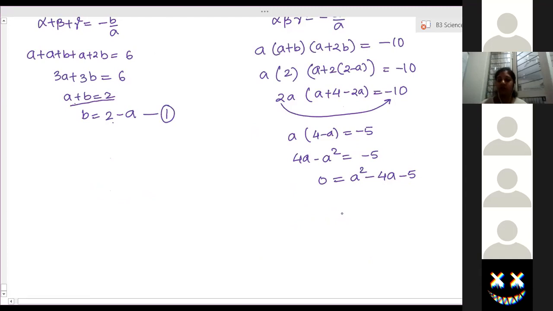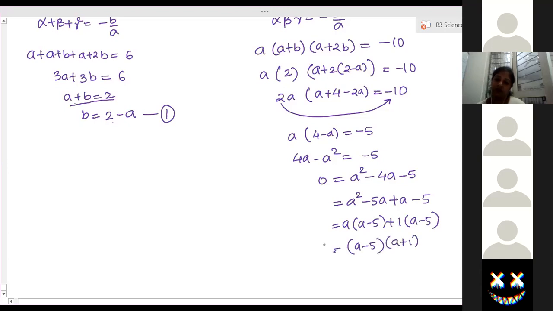Now, ma'am, this is how to find out the value of A. Splitting the middle term. Product needed is minus 5, so difference is minus 4. A square minus 5A plus A minus 5. A in bracket A minus 5 plus 1 in bracket A minus 5. So A minus 5 and A plus 1 is equal to 0. So A is equal to 5 or A is equal to minus 1. So there are two different values of A.